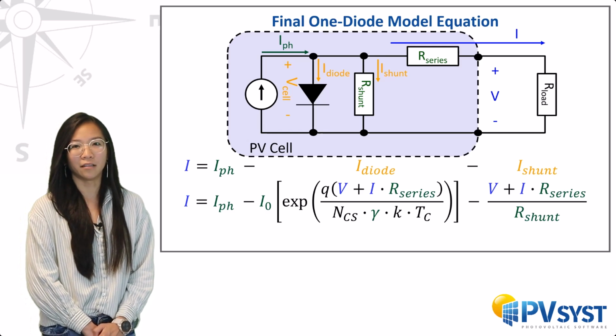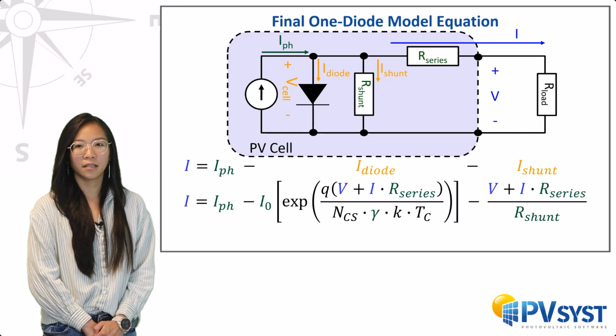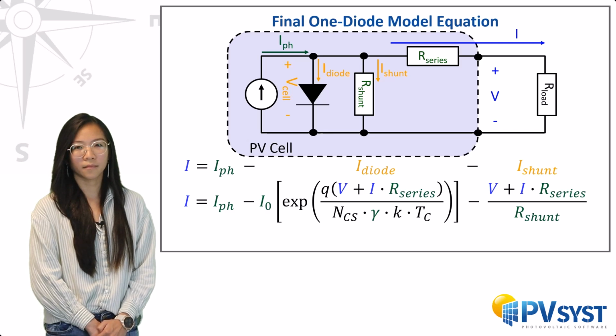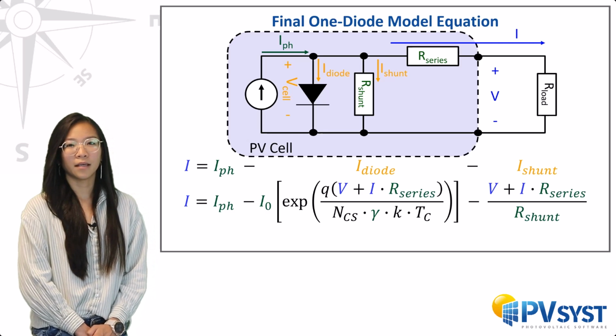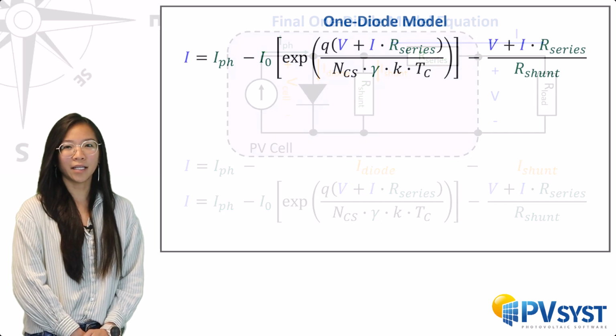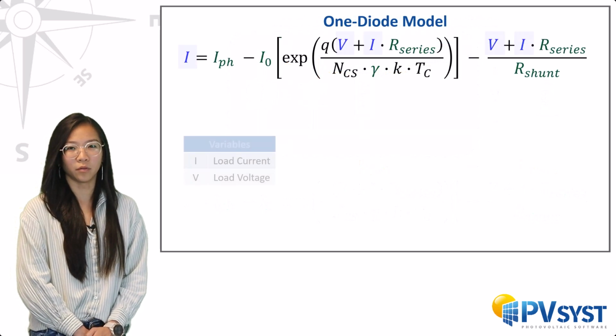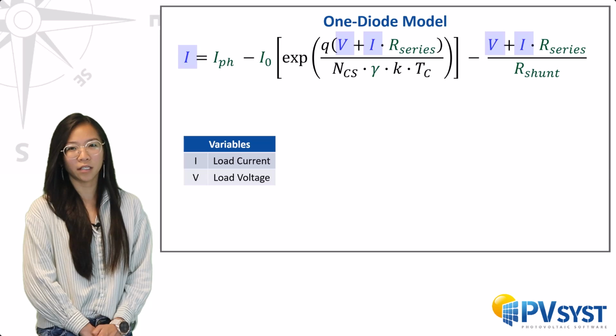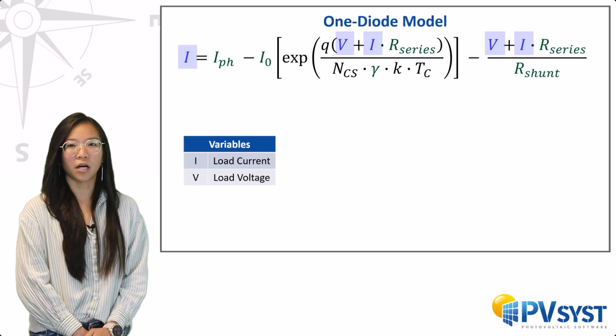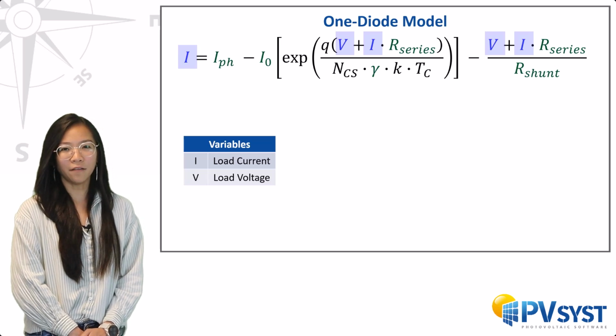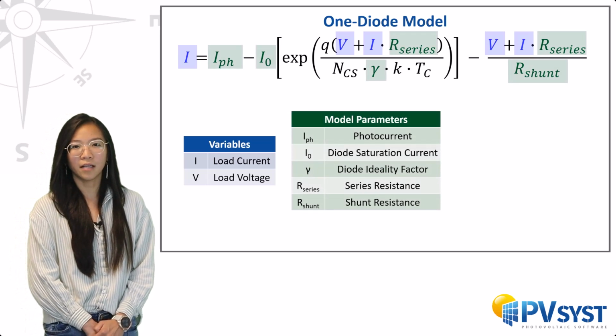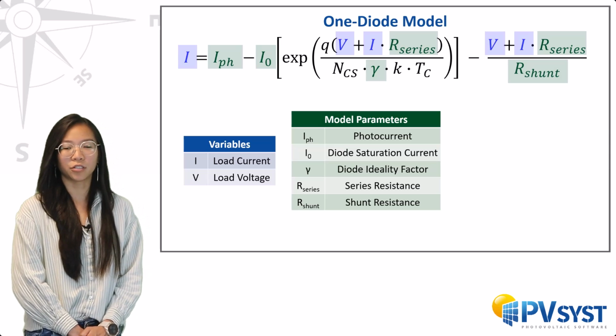The solar cell current is equal to the photocurrent minus current in the diode minus current in the shunt resistance. In conclusion, the one-diode model equation has two variables, namely load voltage and load current, which are our unknowns to be determined, in blue. We have 5 unknown parameters, in green, that we need to fit to the measured data.